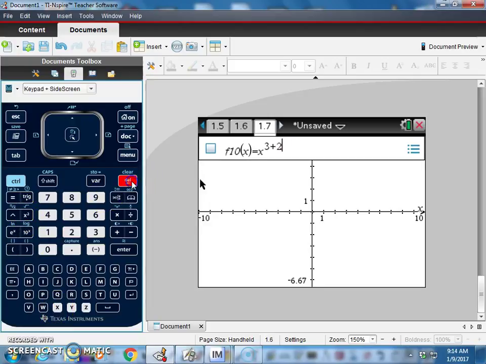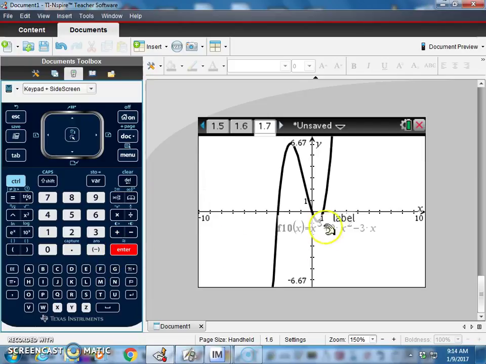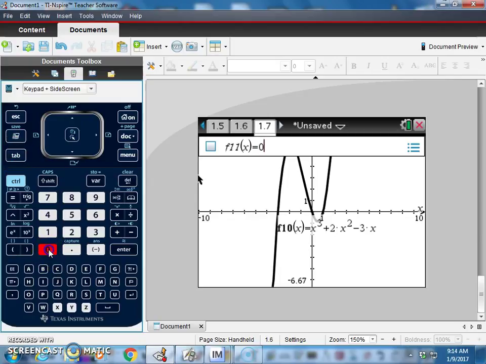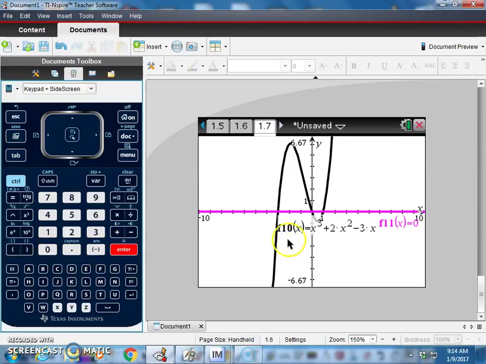Oops, looks like I let too much of that be my exponent. Needed to go down there. Plus 2x squared minus 3x. Okay, so I want the area bounded by that curve and also the x-axis. So I'm just going to go ahead and graph y equals 0. And basically I've got 2 areas here. I've got this area and this area in here.